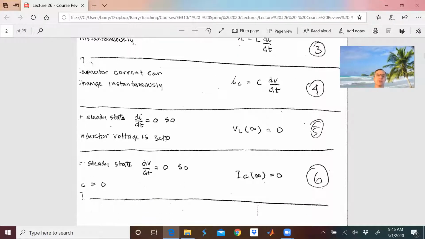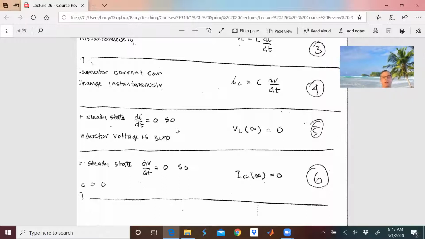Now we're going to say that at steady state, meaning di/dt is 0 for an inductor, plus all the other derivatives, but we're going to worry about just di/dt. In other words, we're at steady state. Nothing is changing with respect to time. So at steady state, the inductor voltage is going to be 0. And we say that mathematically by saying the voltage across the inductor at infinity is equal to 0.